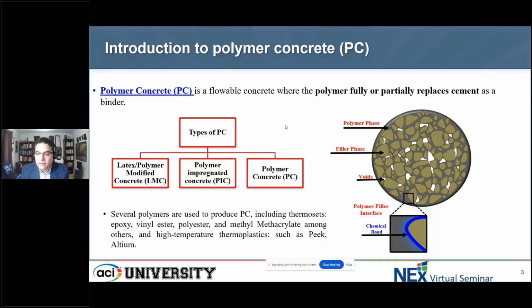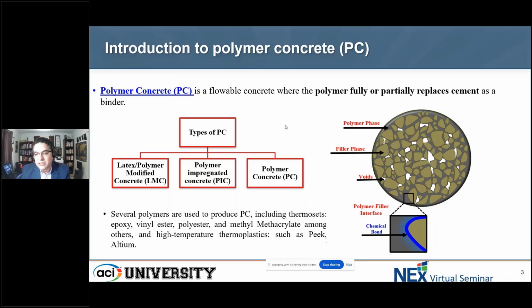The first type, the latex modified concrete, is considerably used in the industry today. Polymer impregnated concrete is completely not used in the industry today. It's not been used for the past 20 years or so. There was some early interest in it, and then that interest died. Then polymer concrete, which we call PC, is the most used polymer concrete in the industry, and that's where my work here is focused, and the presentation on 3D printed polymer concrete is focused on.